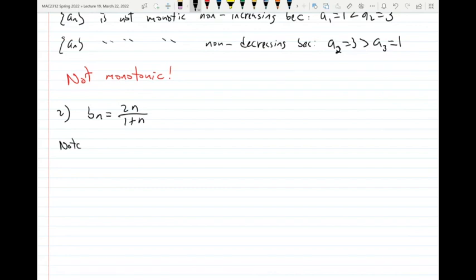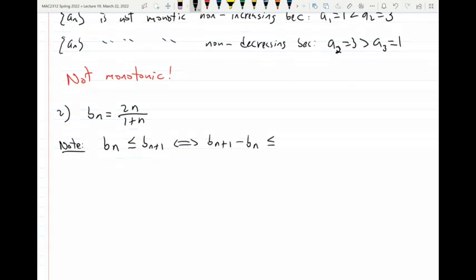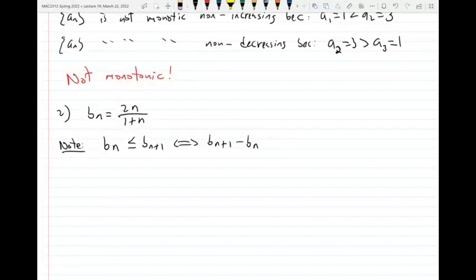So note, what we really want to do is compare Bn and Bn plus 1, right? This is what we really want to do. If we say that Bn is less than or equal to Bn plus 1, this is equivalent to asking this question: Bn plus 1 minus Bn greater than or equal to 0.